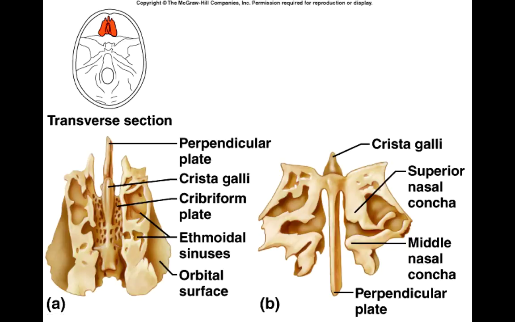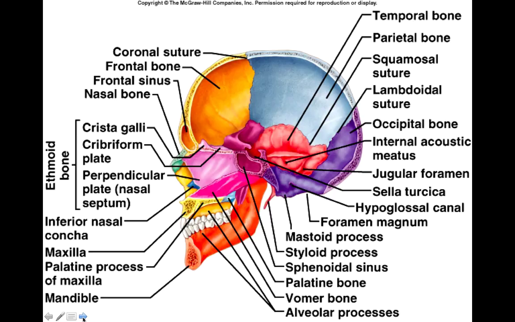This is part of the ethmoid bone, and what we're really concerned with is the middle nasal concha and the superior nasal concha, and the perpendicular plate. The perpendicular plate helps to separate your nasal cavities, so your left nasal cavity from your right nasal cavity. This is a mid-sagittal section of the skull, just showing you how these different things look in a mid-sagittal plane.